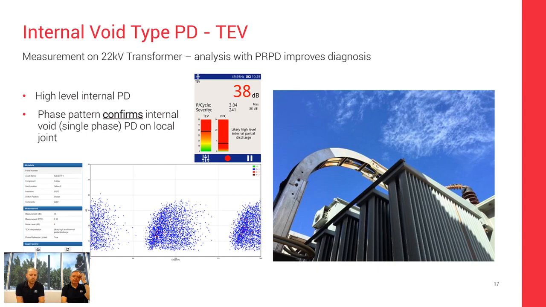So this one here is a case study where we have detected those TEV signals on the outside of a 22,000 volt cable that's running up that cable tray there. We've used all that data to come up with the conclusion that there is very, very likely internal void PD up on top of that transformer, where there's actually a high voltage joint up there, or it could be in one of the three terminations that terminate onto the top of the transformer. So all of these pieces of information we use to come up with an answer. Have we found PD or not? How bad is it? What type is it?